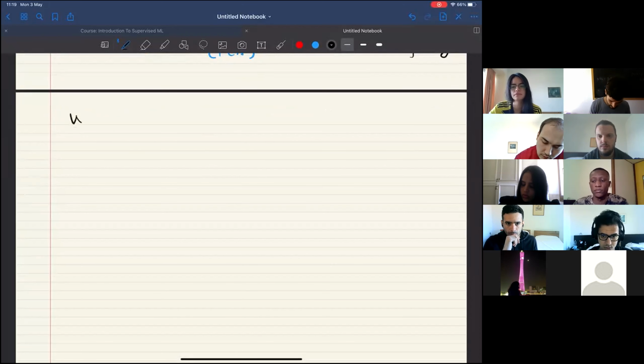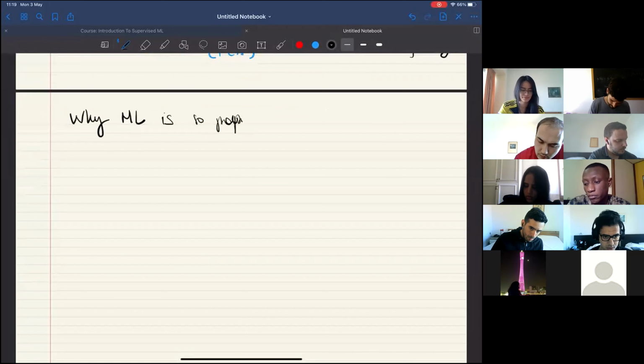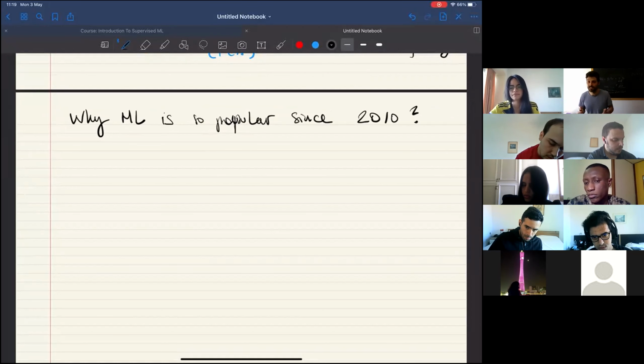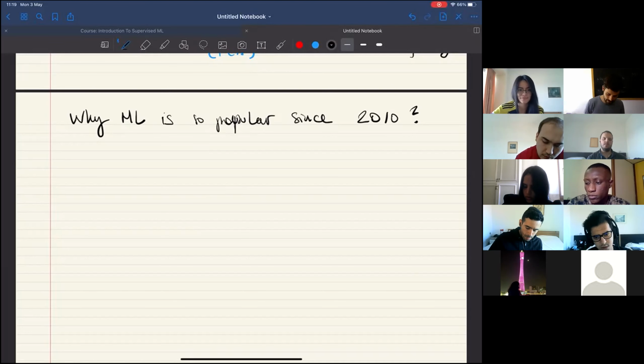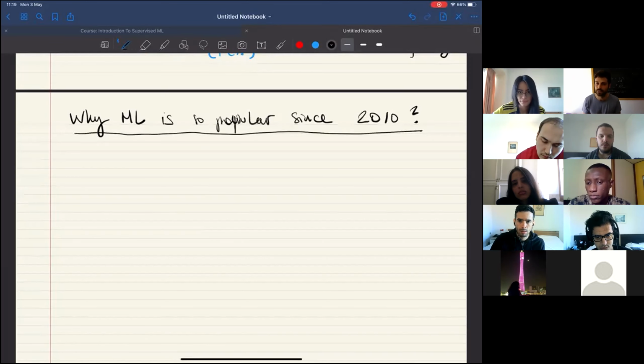So let's say, why is machine learning so popular since around 2010? What are the things that have changed in the world so that machine learning became so attractive to many scientists, why the research field exploded?